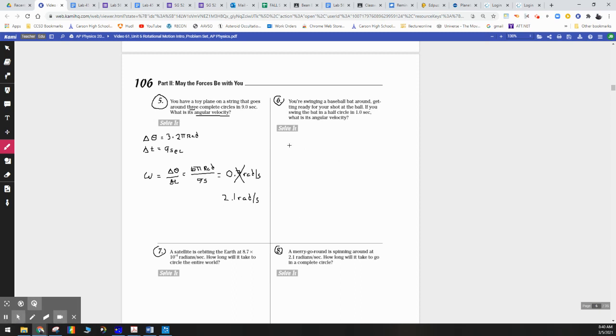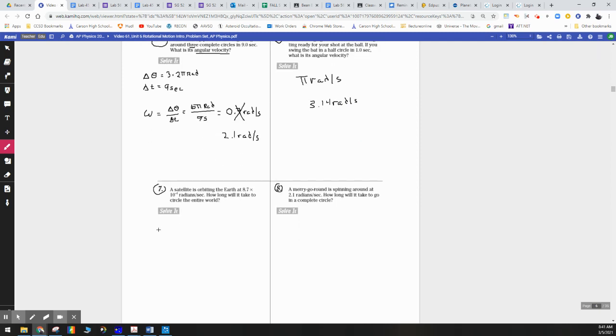All right, number 6 here should just be what? Just pi radians per second. Or if you want, you could say 3.14 radians per second.